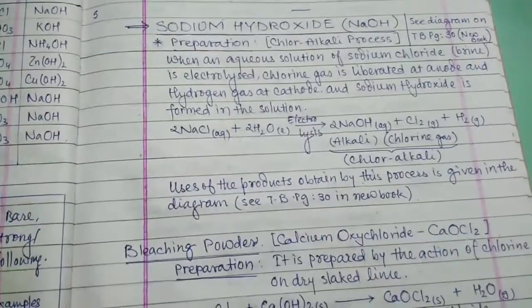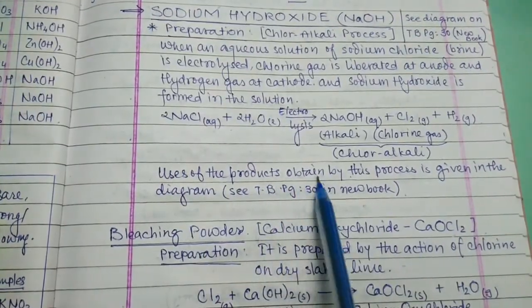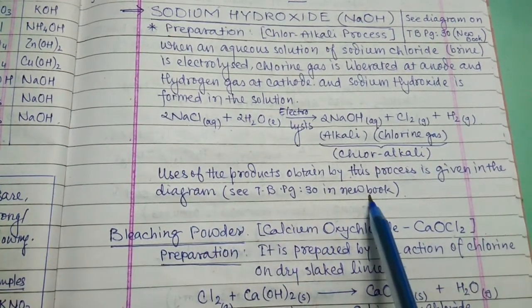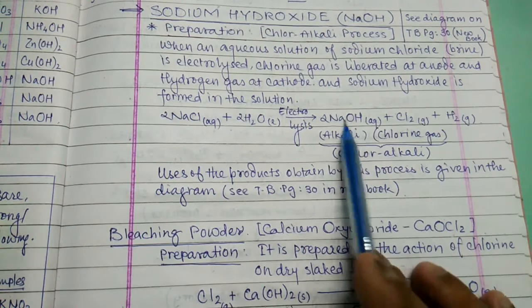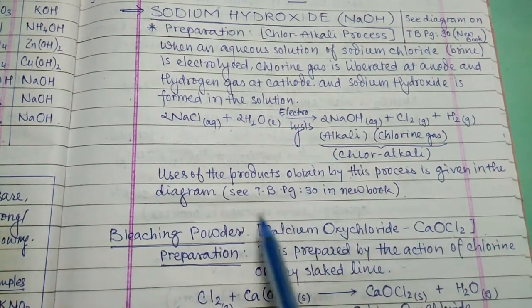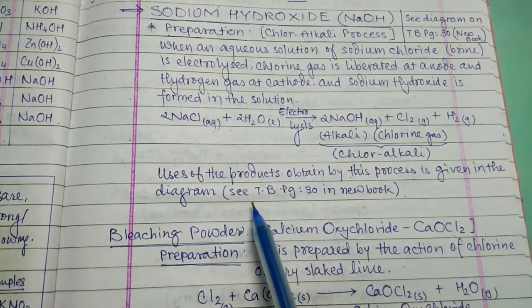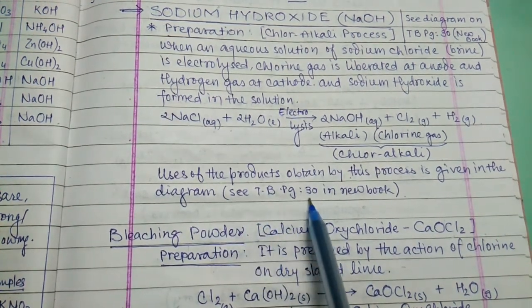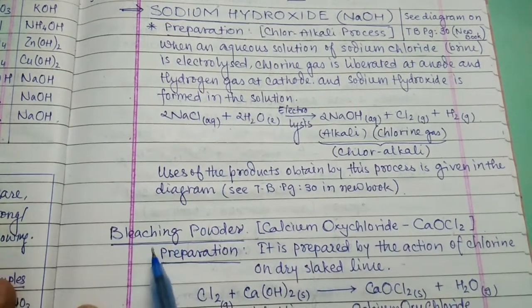So in the new diagram, the uses of the products obtained by this process are also displayed. It is on page number 30 in your new textbook.